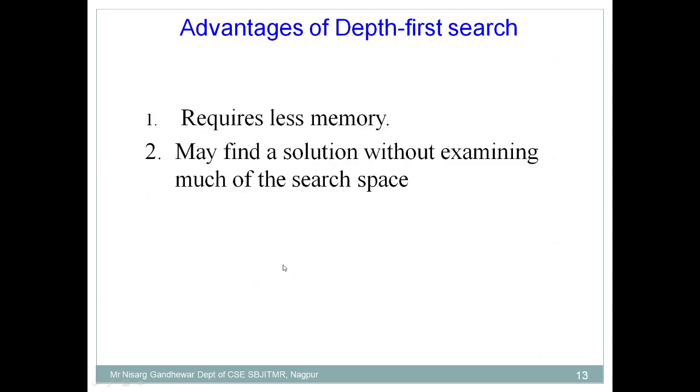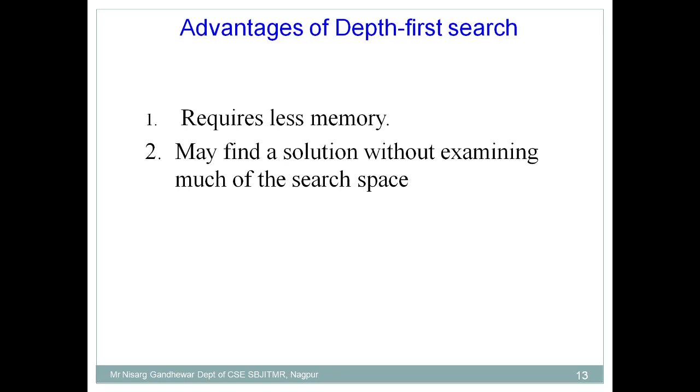Now let's try to understand the benefits of depth first search. It requires less memory. In breadth first search you are visiting all the nodes at one level, so the scope is very wide and you require more memory. But in depth first search you are moving in only one direction, so it requires less memory.